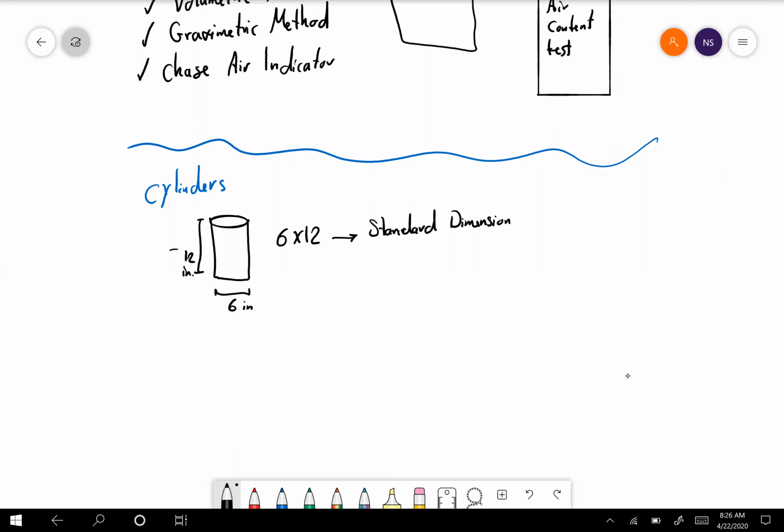But sometimes some labs are also using smaller samples that are 4 by 8, 4-inch diameter by 8-inch height, and there's a correlation between the small cylinder and the larger ones, or the standard cylinder.